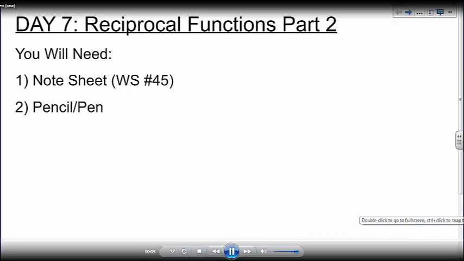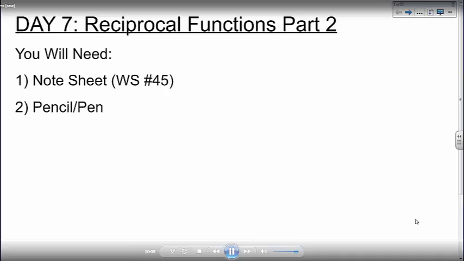Welcome to Day 7, Reciprocal Functions Part 2. Here are the materials that you will need for today.